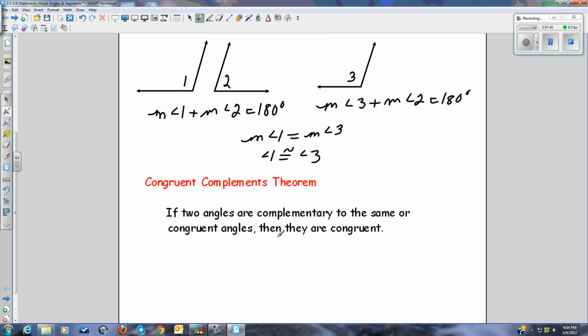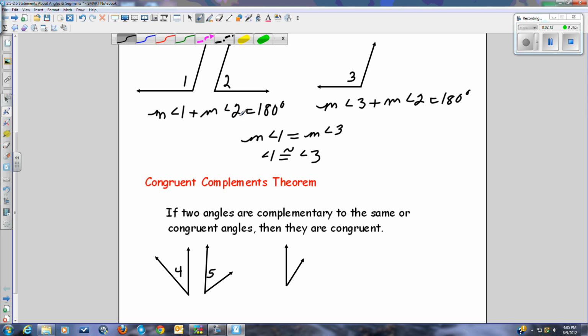Now next we have the congruent complements theorem, which says if two angles are complementary to the same or congruent angles, then they are congruent. Again, this is not drawn to scale. This is just a sketch. Let's say we have two angles here, and they are angle 4 and angle 5. And let's say we have another angle over here, angle 6.